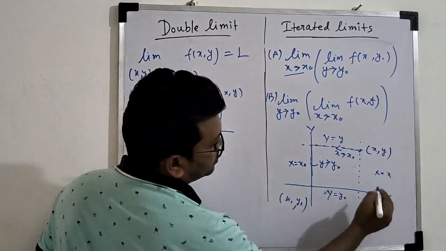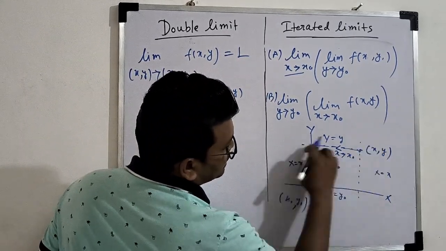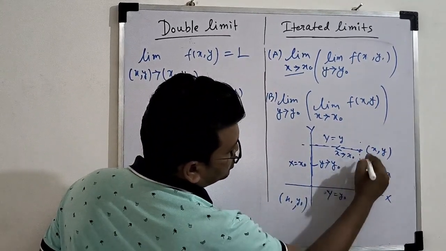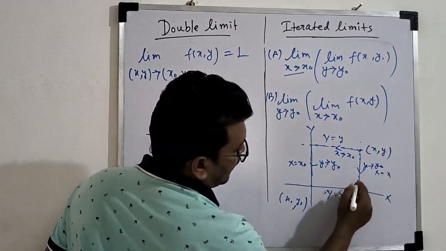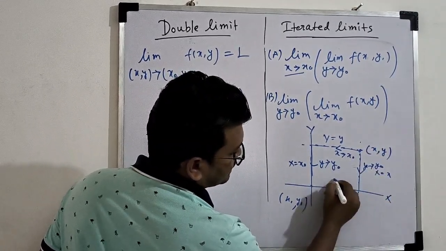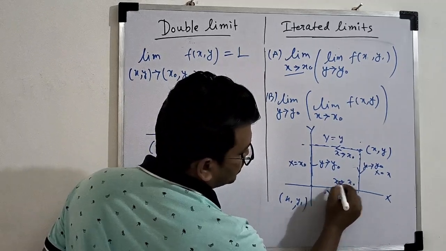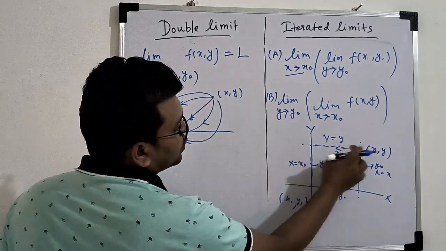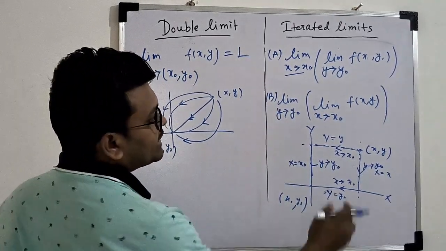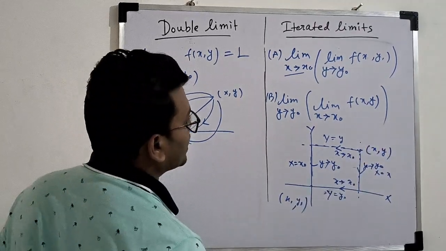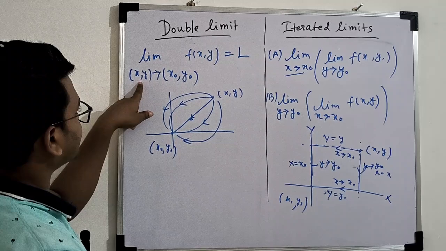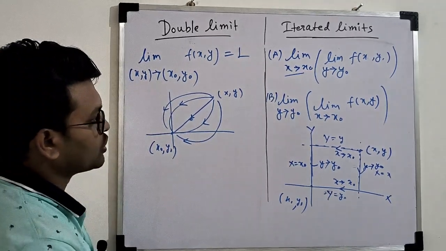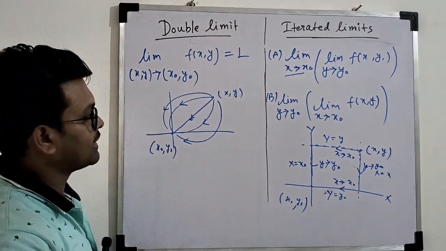And in the other case, first y goes to y0, and then from here x approaches x0. So in this case, there are two particular paths through which (x,y) approaches (x0,y0), and in the double limit there are many paths through which (x,y) approaches (x0,y0). Now we discuss results.